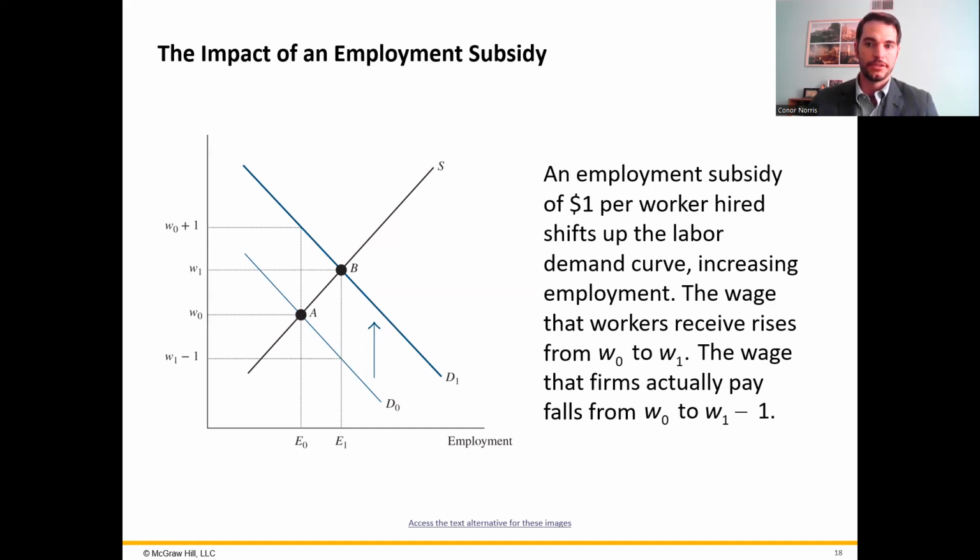Now, what do we see in the end? Workers are paid a higher wage, now with W1 instead of W0. But like the payroll tax, they do not capture all the benefits from the subsidy. Firms also benefit from paying a lower wage to the workers.